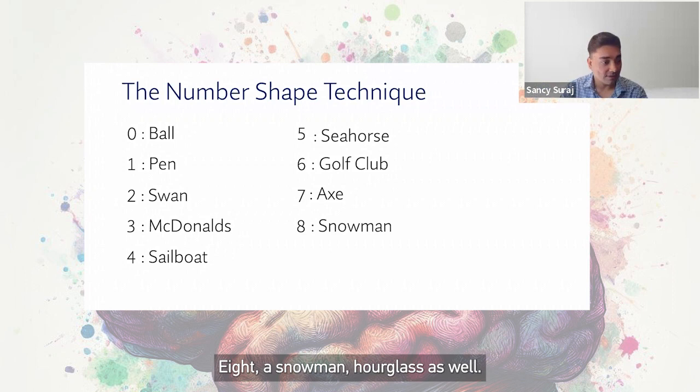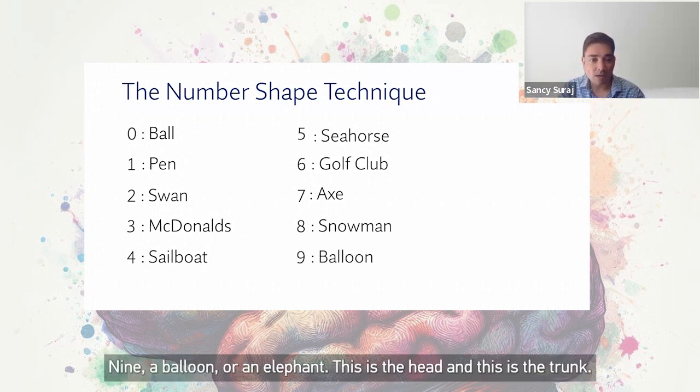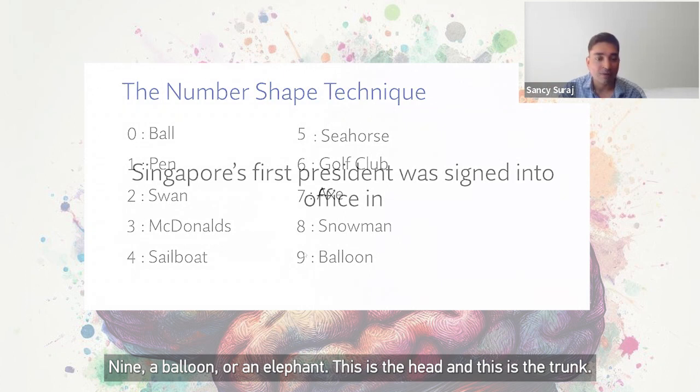8, a snowman, hourglass as well. 9, a balloon, or an elephant. This is the head and this is the trunk.